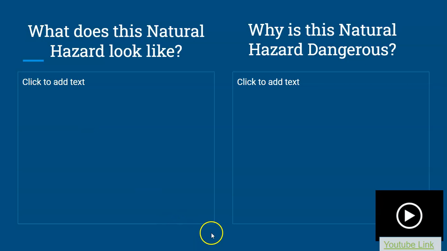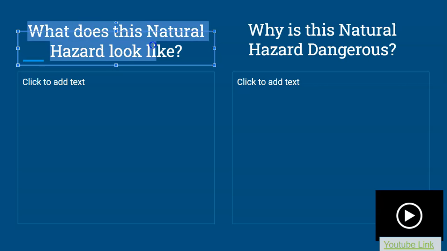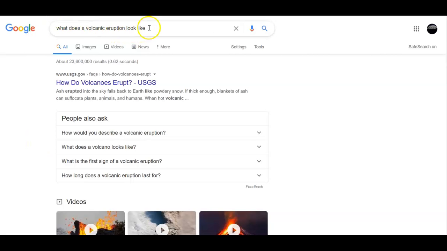Alright, so let's do slide 2. One way to do this is we just Google this question: what does this natural hazard look like? We Google, what does a volcanic eruption look like? And we could do that quite easily like this.